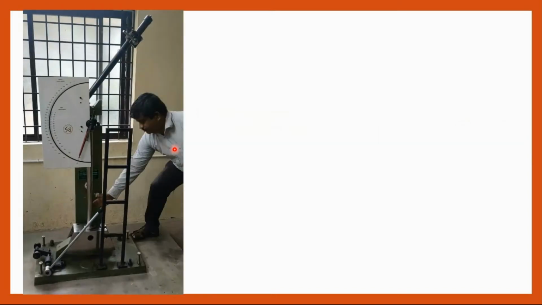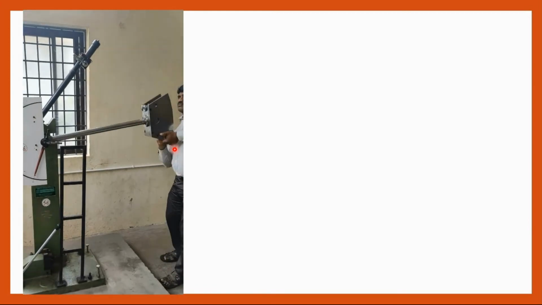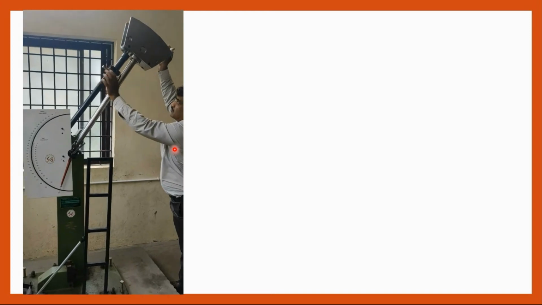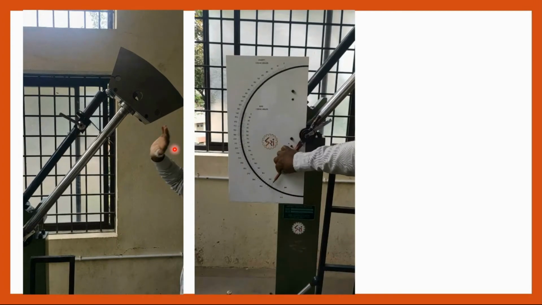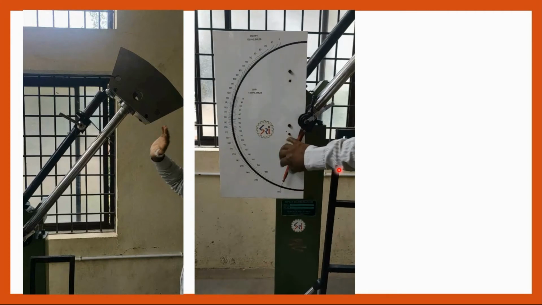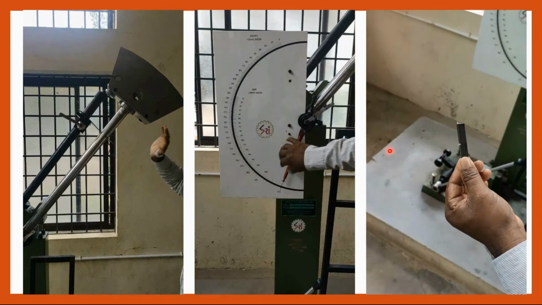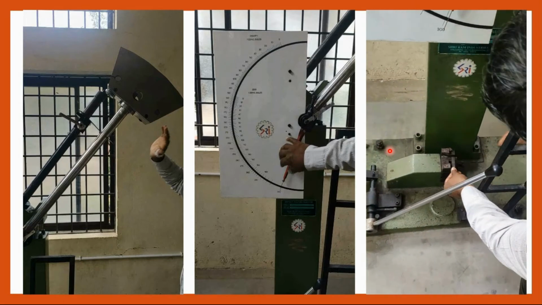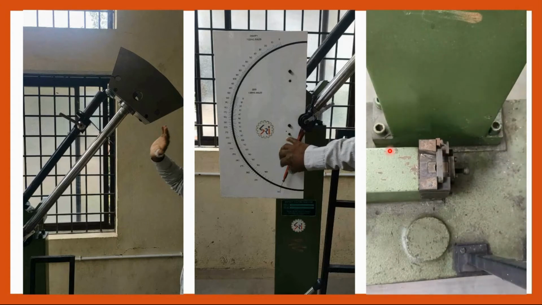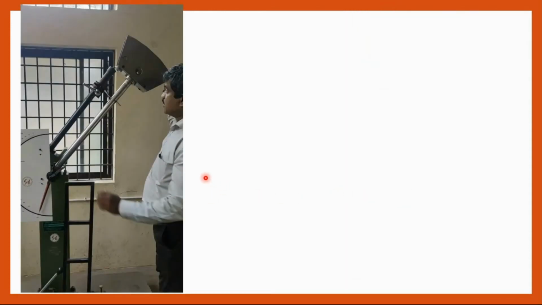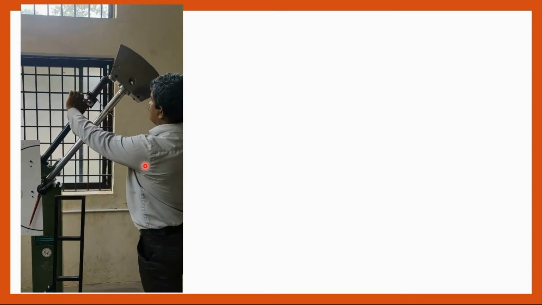Same procedure. Place the hammer and lock it in the pendulum. After that, place the pointer at the position of 300 joules. Then place the specimen in such a way that the notch is on the tension side, which means it is away from the striking edge. Above the anvil, I place the specimen, then release the locker and attach the hammer to the pendulum.